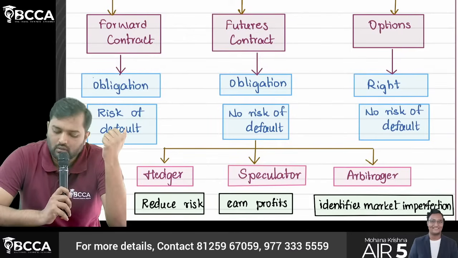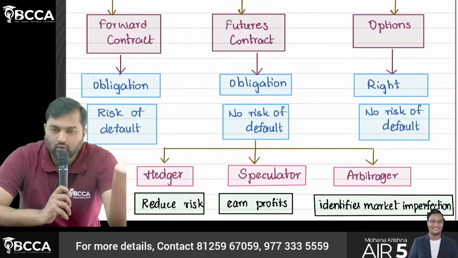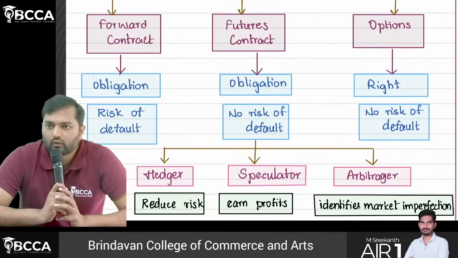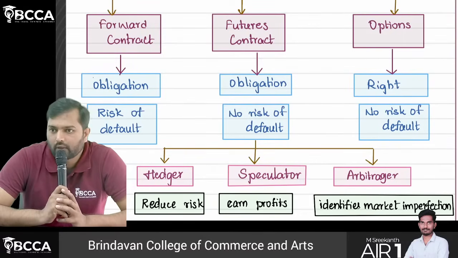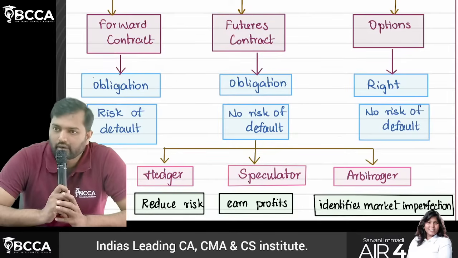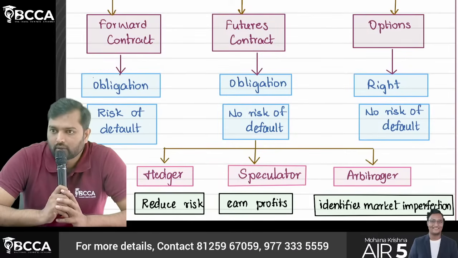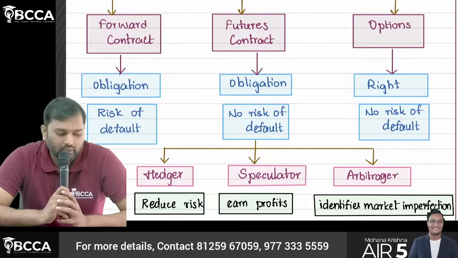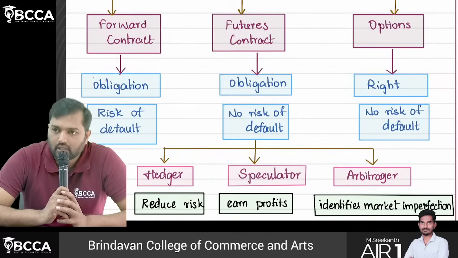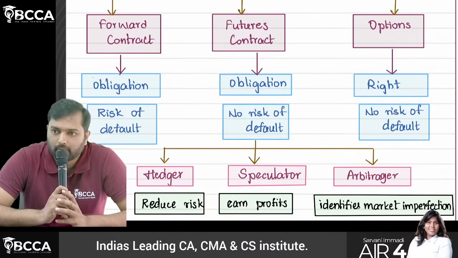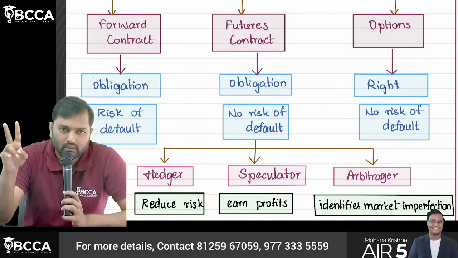Futures contract is also an obligation. The main difference between the forward contract and futures contract is that in a futures contract there is no risk of default, because futures are traded on the stock exchange. Initial margin is collected from the parties to the agreement. Initial margin is similar to a security deposit. Security deposit from both the parties.